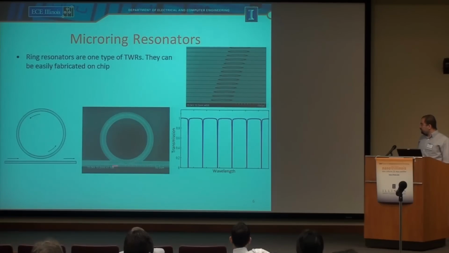Normally, when you measure the transmission of this device, so how much light is transmitted through it, we see dips in the transmission. Whenever the ring goes to resonance, the light gets coupled to this ring resonator and gets lost inside it. So we get zeros in the transmission. The modes are uniformly spaced.